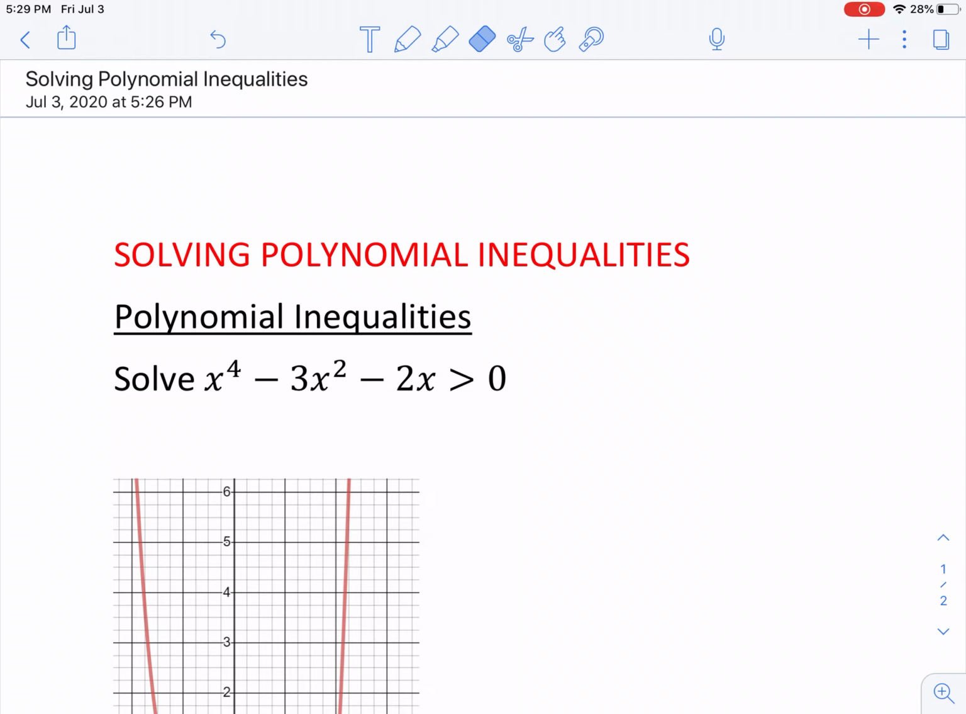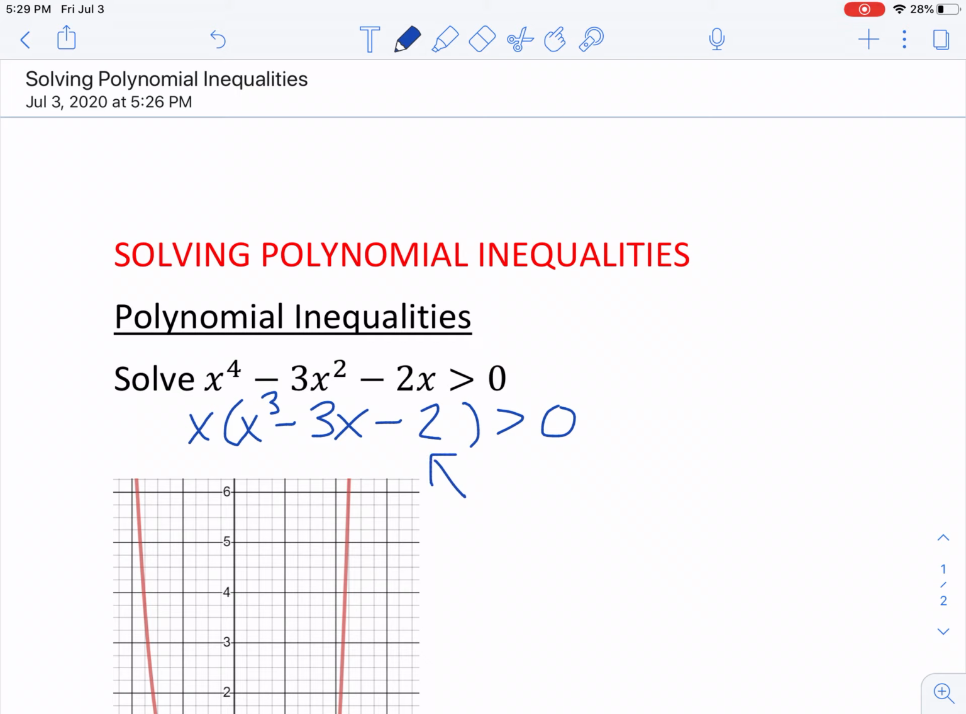So we're going to start by factoring. The first thing I'm noticing is that I can pull an x out of each of these terms. So I'm left with x times x cubed minus 3x minus 2 is greater than 0. And then looking at x cubed minus 3x minus 2, I'm noticing that it's higher than degree 2. So I'm going to have to try and break that down, hopefully with long division.